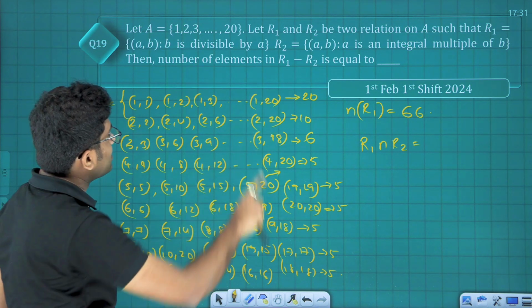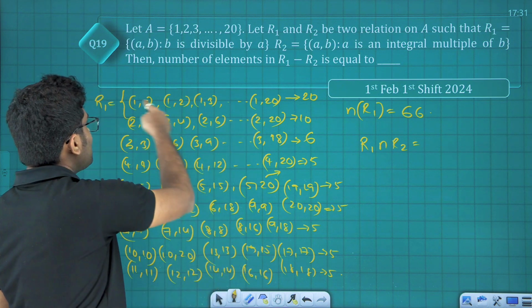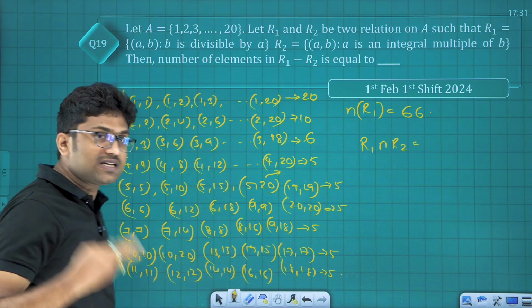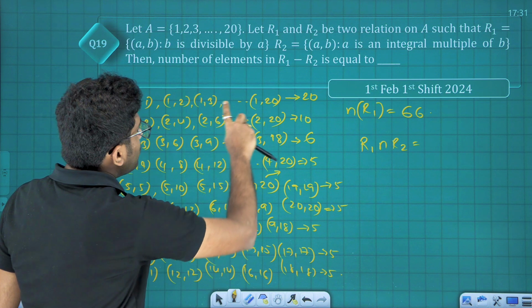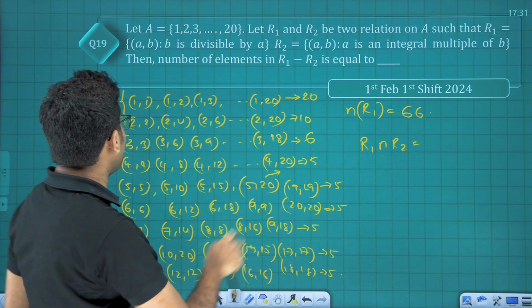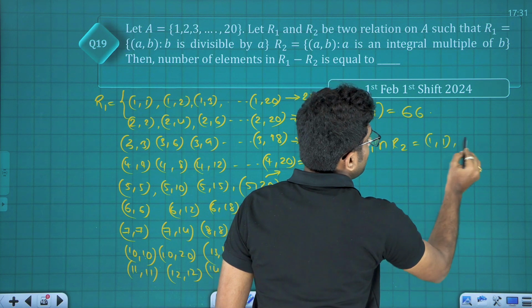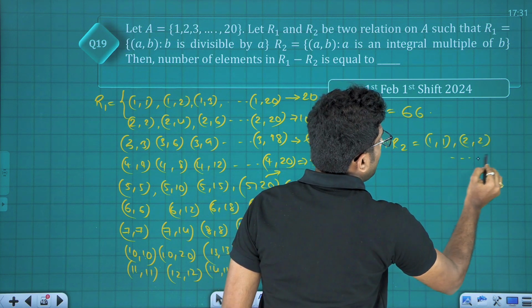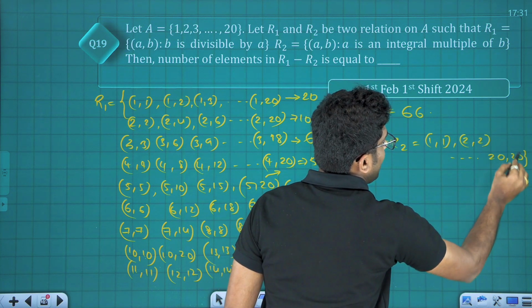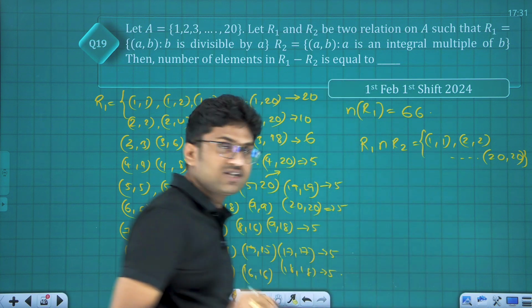Because in all these cases, B divisible by A means A is less than or equal to B. So, to make A an integral multiple of B, only these 20 elements work. That is 1, 1, 2, 2 and so on till 20, 20. We will be having 20 ordered pairs in R1 intersection R2.